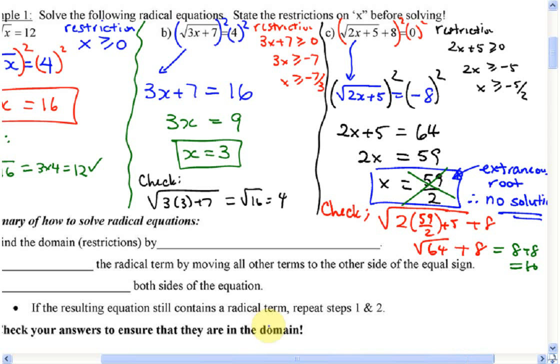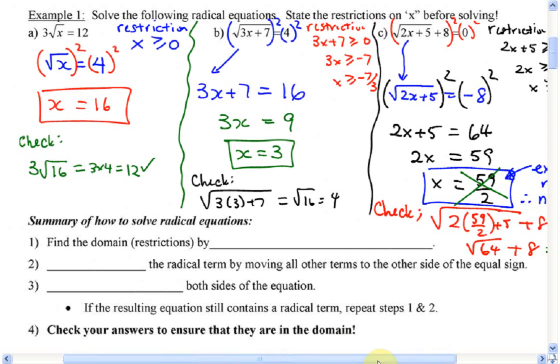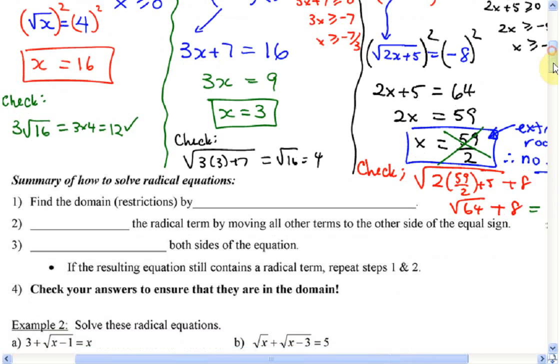Okay? So let me just give you a quick summary, and then I think I will be done for today, because I think my voice will be gone by then. First of all, find the domains or restrictions by setting the radicand to be greater or equal to 0. Step 2 says, I want you to isolate the radical term, so I want the square root part to be by itself.